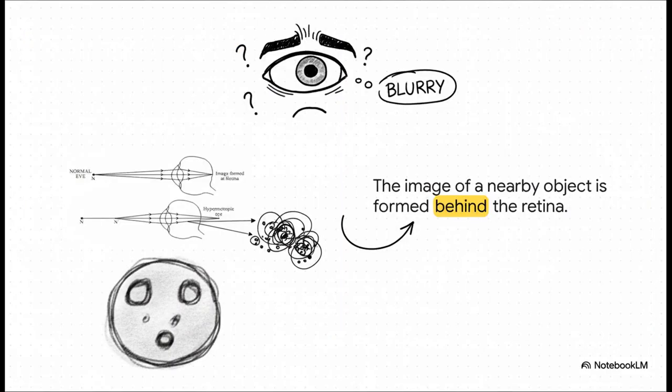So what's going on inside the eye this time? If you look at this diagram, you'll see that the light rays from a nearby object are not being bent enough by the lens. The lens has weak converging power. Because of this, the point where the image should form is actually behind the retina. Since it's not forming sharply on the retina, the nearby object looks blurred.